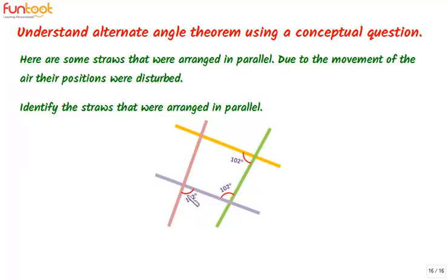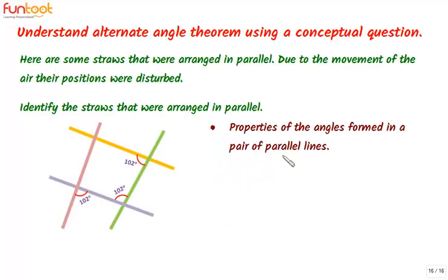But the important thing to watch out for here is that the angles which are given here are those angles which were made between the straws before the air disturbed them. So these measures are the previous measures. We have to identify those straws which were arranged in parallel before the air disturbed their arrangement. Through this example, we aim to learn properties of the angles formed in a pair of parallel lines.